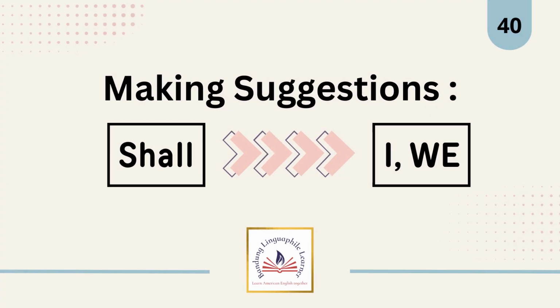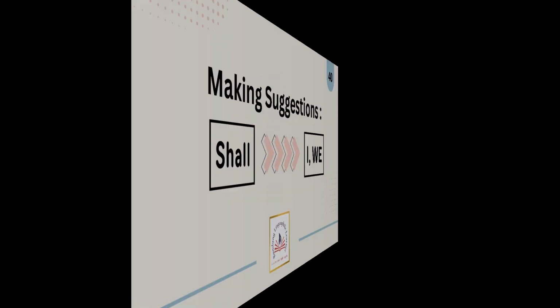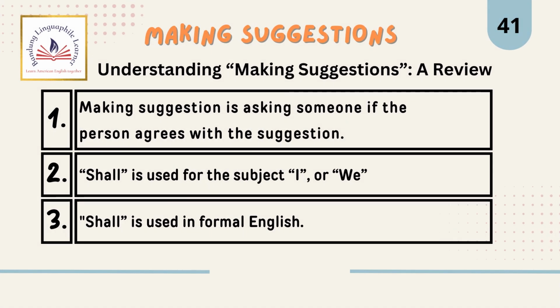When making suggestions, shall is used to express a suggestion. Shall is typically used with the subjects I and we only. Understanding making suggestions. Number 1. Making suggestion is asking someone if the person agrees with the suggestion. Number 2. Shall is used for the subject I or we. Number 3. Shall is used in formal English.